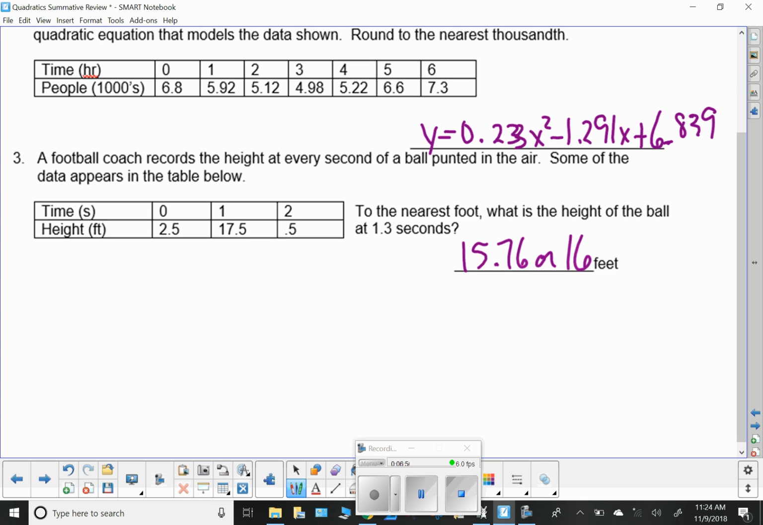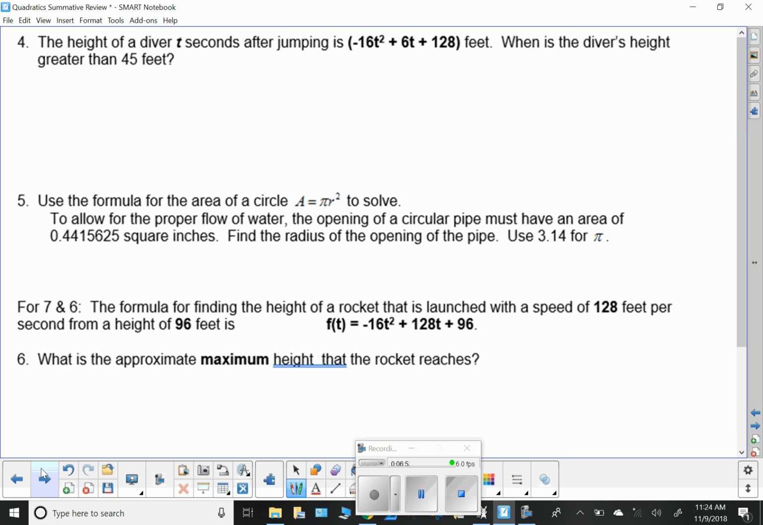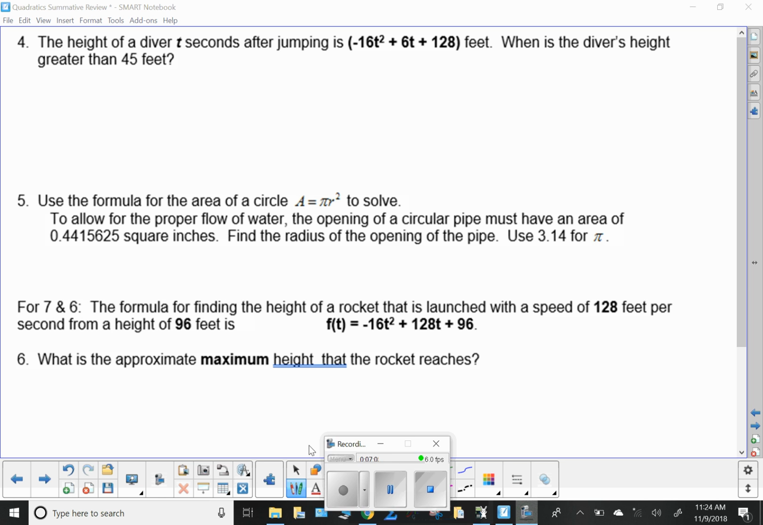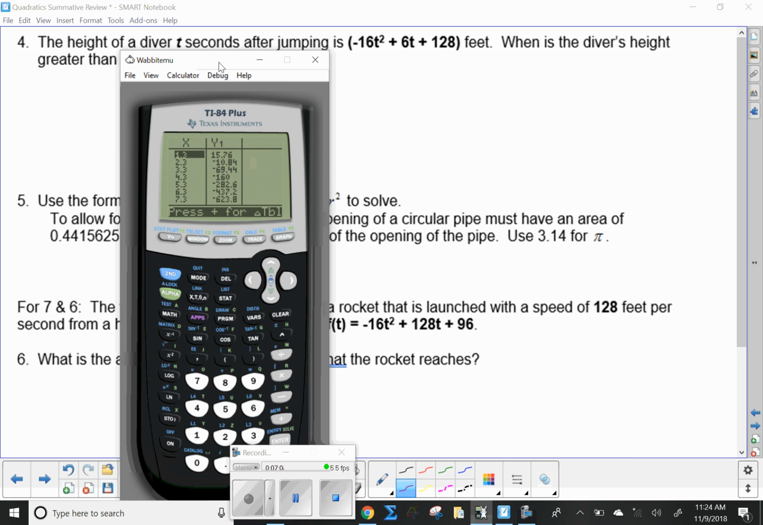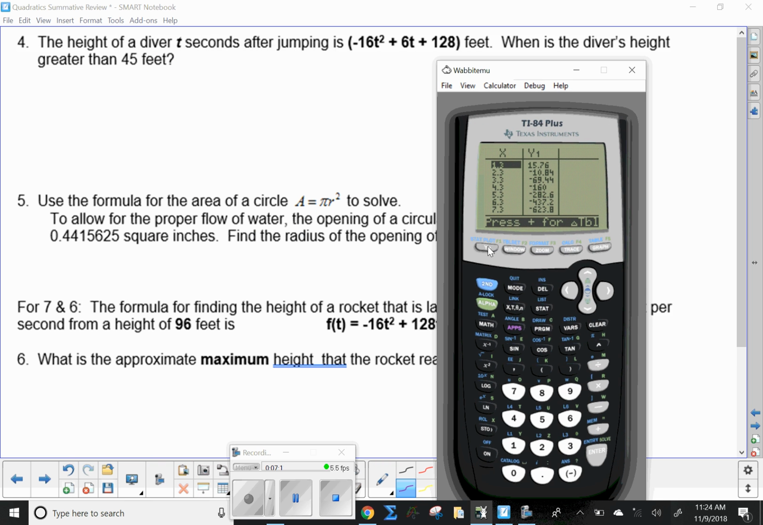Okay? All right. Next up on this page, the height of a diver t seconds after jumping is modeled by this expression. When is the diver's height greater than 45 feet? For this, again, let's use your calculator, except we're not doing a regression. Instead, I'm going to go to y equals. I'm going to clear what's there and put this expression into the calculator. So negative 16x squared plus 6x plus 128.